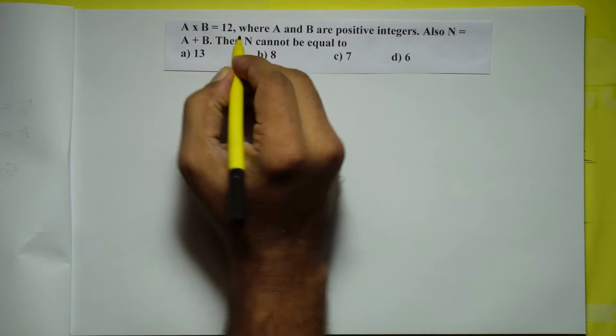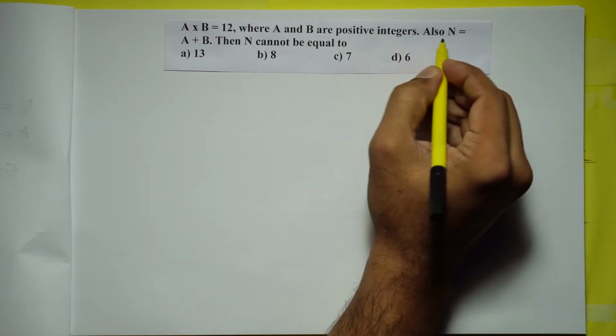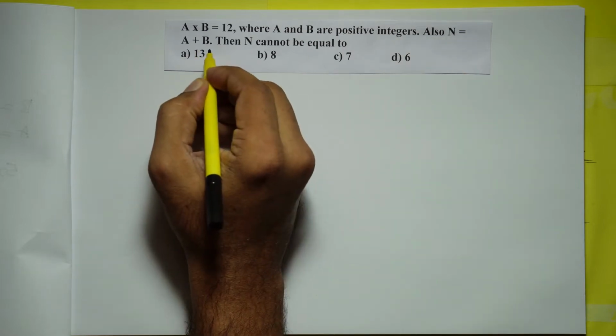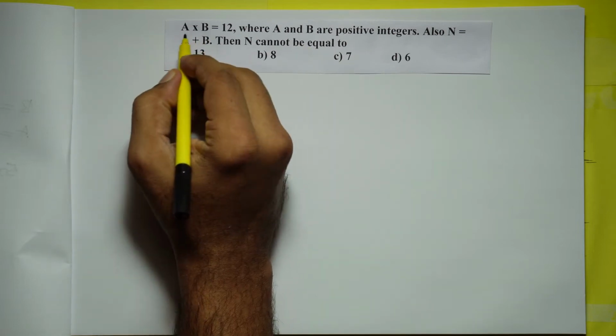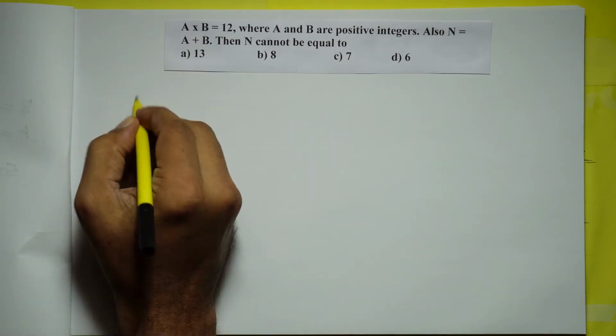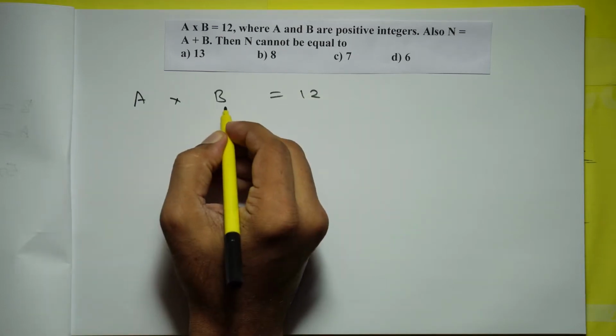A into B is equal to 12, where A and B are positive integers. Also n is equal to A plus B. Then n cannot be equal to what? So here you have A into B is equal to 12. So let us look at possible values of A and B.